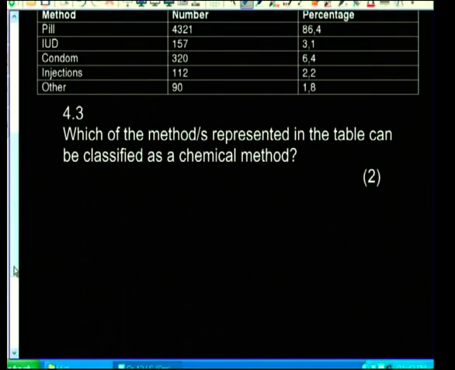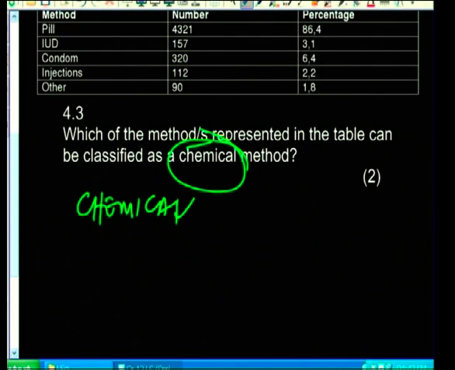Next question says, which of the method or methods represented in the table can be classified as chemical methods? Remember, in contraception, we get chemical and mechanical or physical.